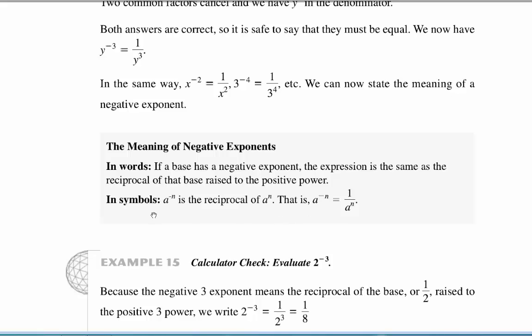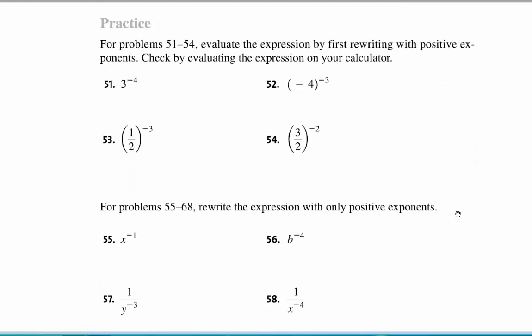And then here they give us the symbolic representation of that. A to the negative n is the same as 1 over a to the positive n. The reciprocal of a is 1 over a, and then we make our exponent positive. So let's try a few practice problems.